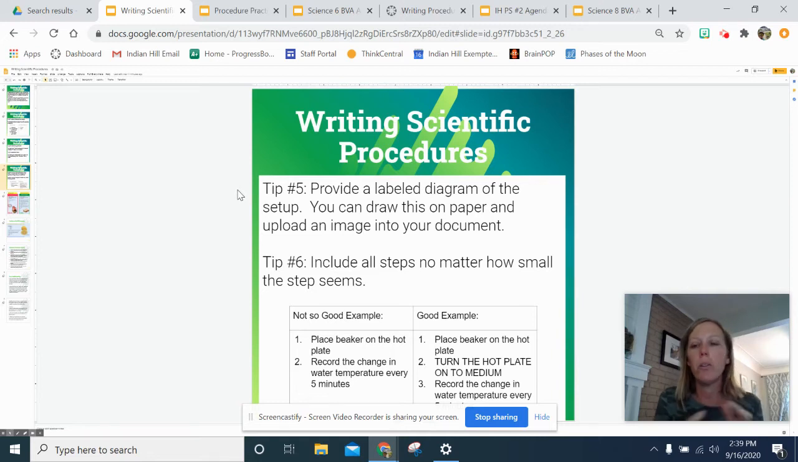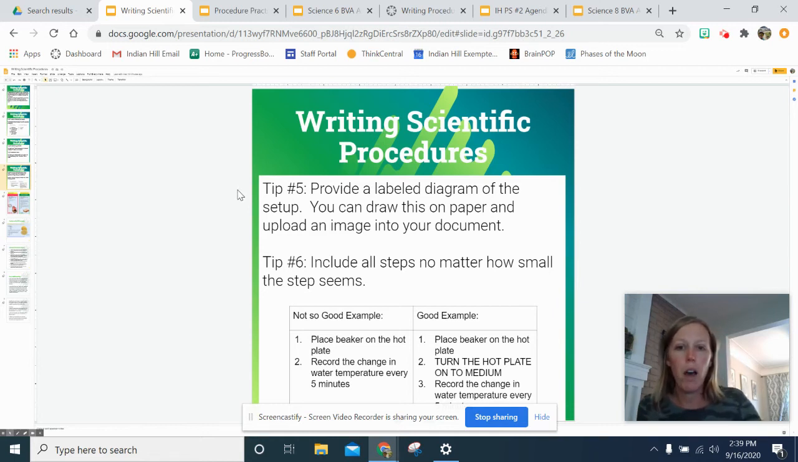Tip number 6, include all steps no matter how small the step seems. So we'll start with the not so good example. 1, place beaker on the hot plate. 2, record the change in water temperature every 5 minutes. Well, this person missed a major step. And that step is in the good example.